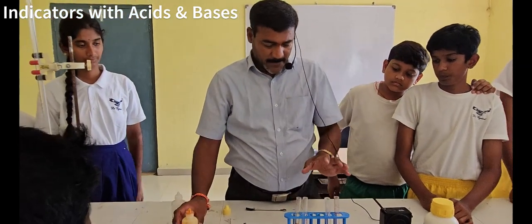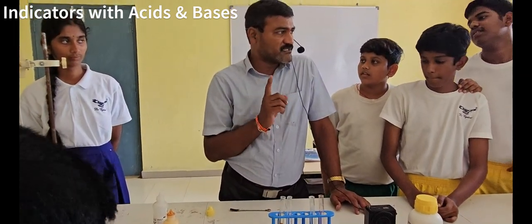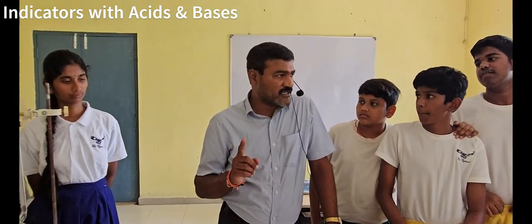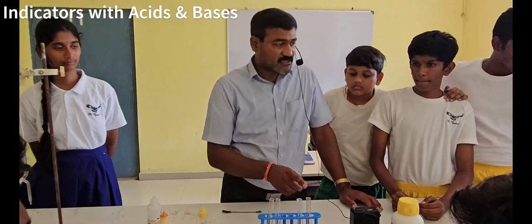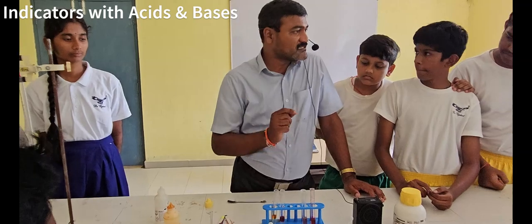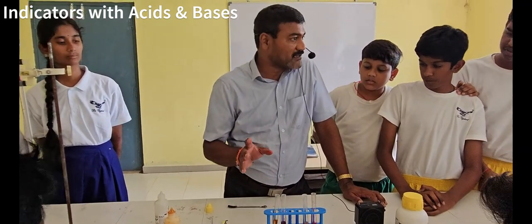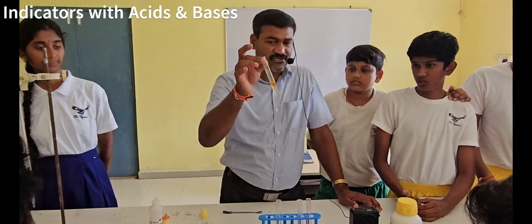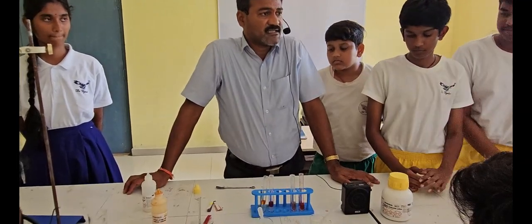So once again, blue litmus paper with acid turns to red, red litmus with acid remains red. Blue litmus paper with base remains blue, red litmus paper with base turns blue. And methyl orange with acid turns red. Phenolphthalein with acid is colorless, but phenolphthalein with base is pink. Methyl orange with base remains orange, no color change. So these are the colors of these indicators with acids and bases.